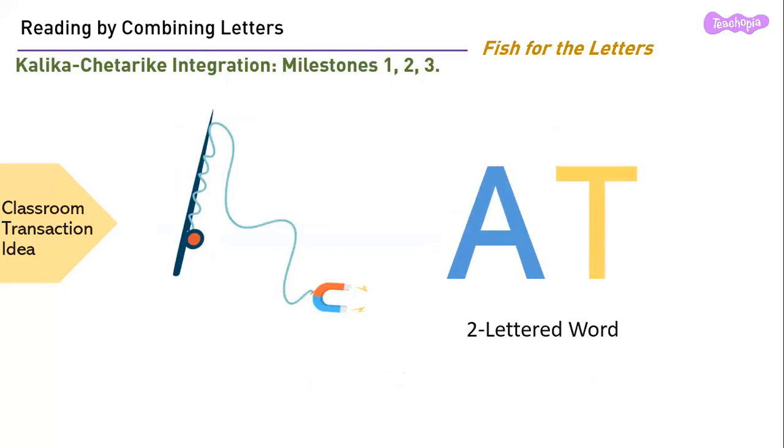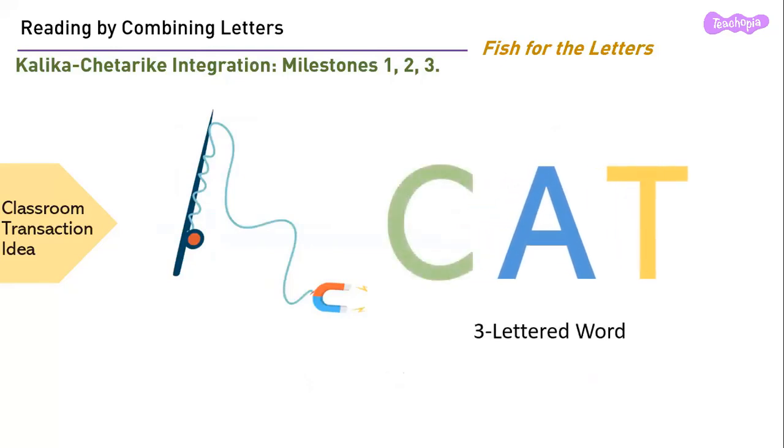If a third letter, C, is fished out of the heap of letters, it can be added to the already fished A and T, making it ka, a, t, cat.